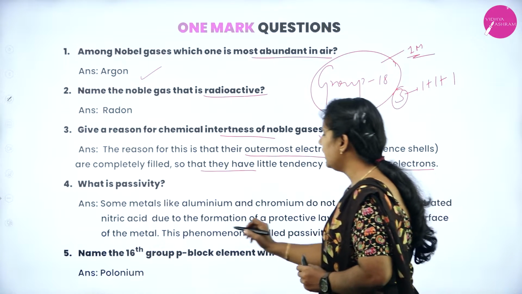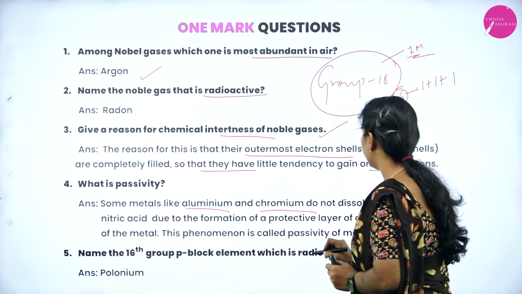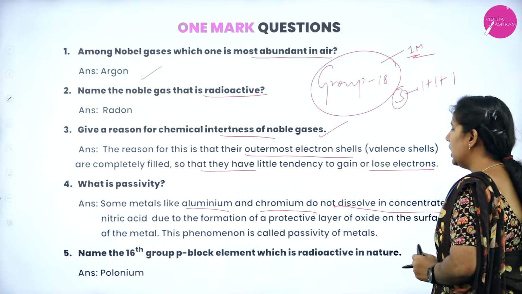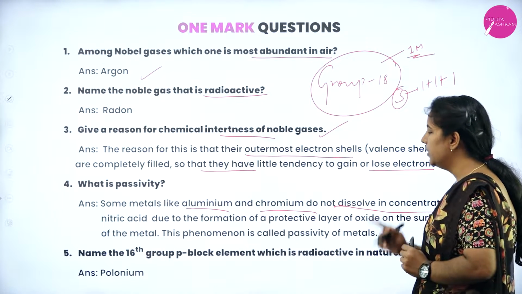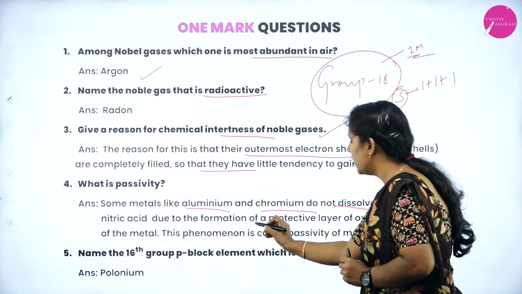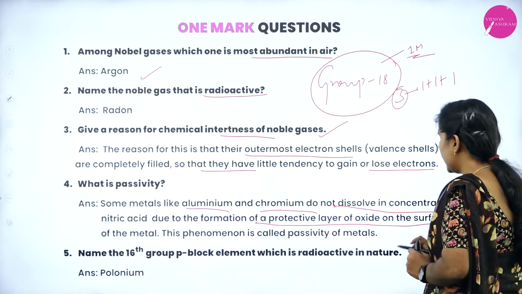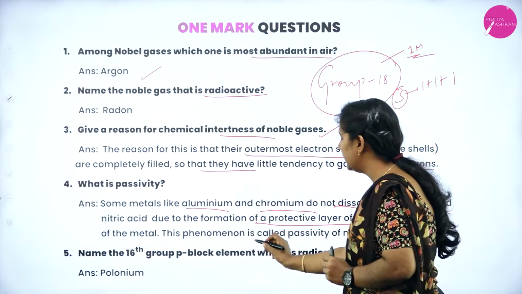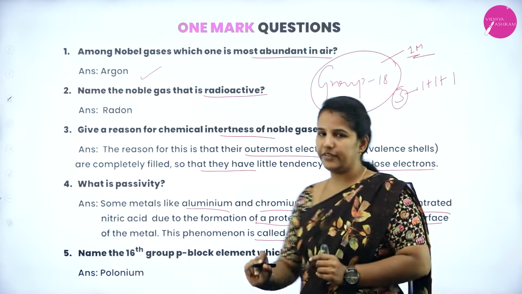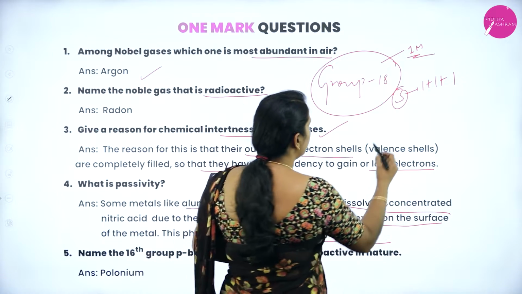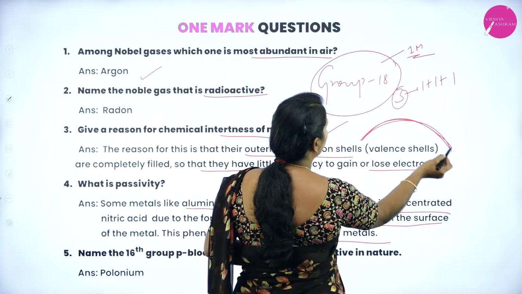Some metals like aluminium and chromium do not dissolve in concentrated nitric acid due to the formation of a protective layer of the oxide on the surface of the metal. This is known as what? Passivity. So, if you take chromium metal, imagine this is your chromium metal.